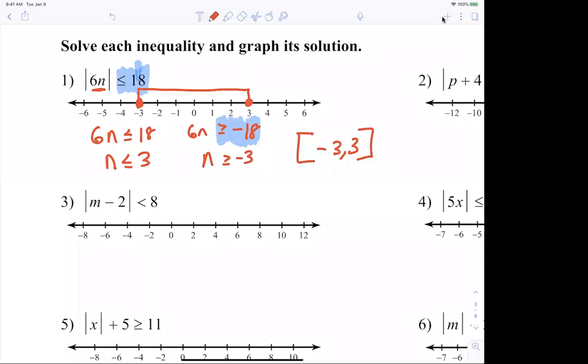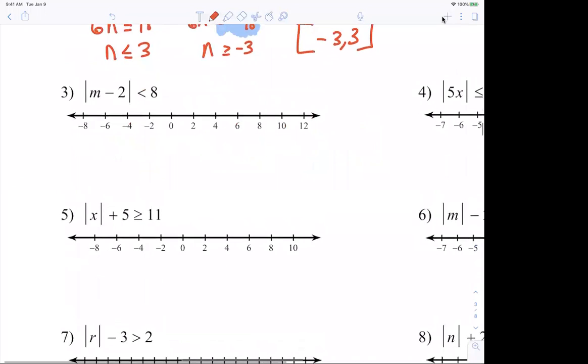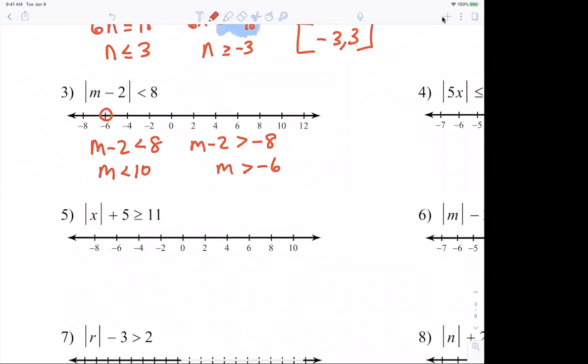Okay. So now for number 3, same exact principle. |m minus 2| is less than 8, so m minus 2 is less than 8 and m minus 2 is greater than negative 8. So m is less than 10 and m is greater than negative 6. Here is negative 6, here is 10. Less than 10, greater than negative 6. So here we go, negative 6 to 10.